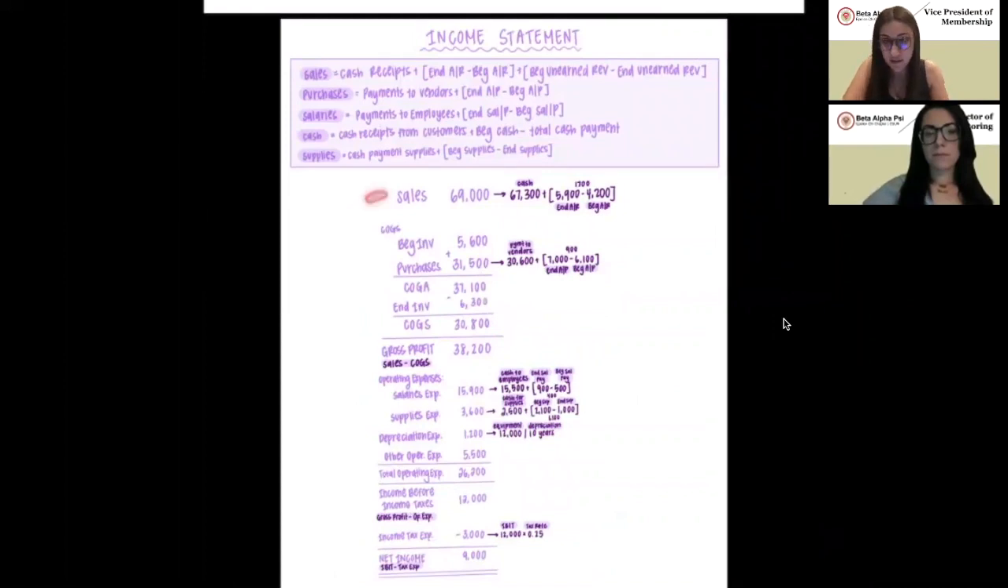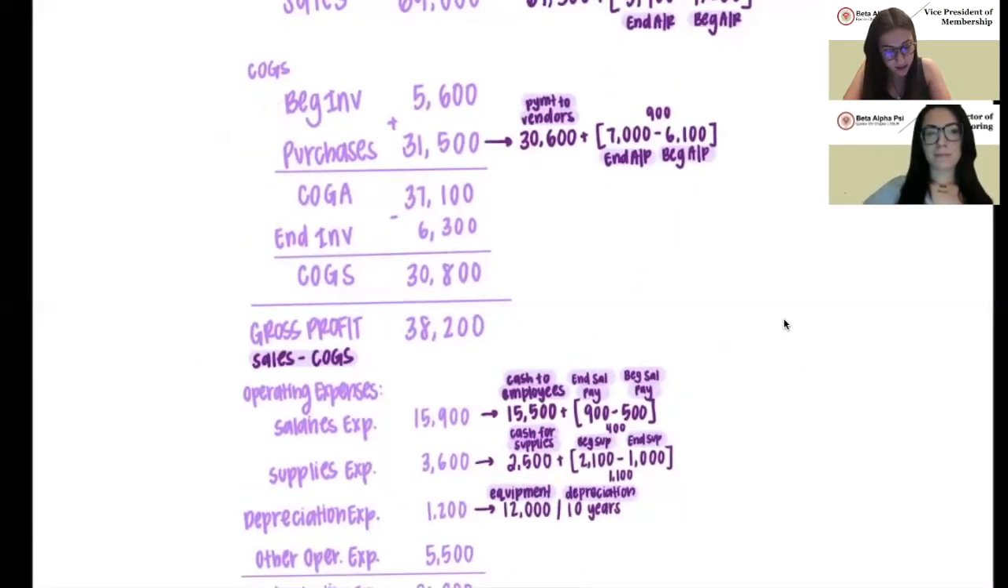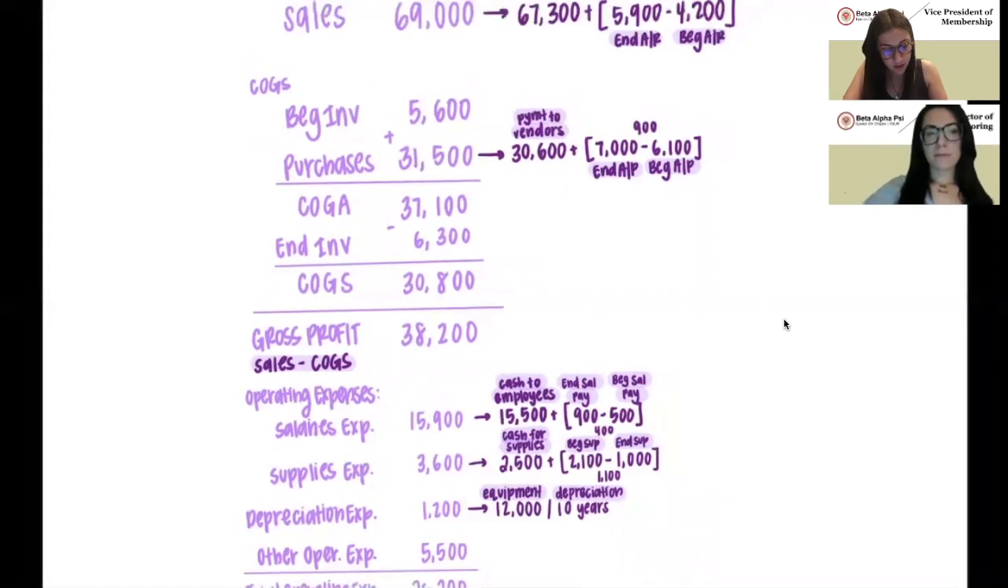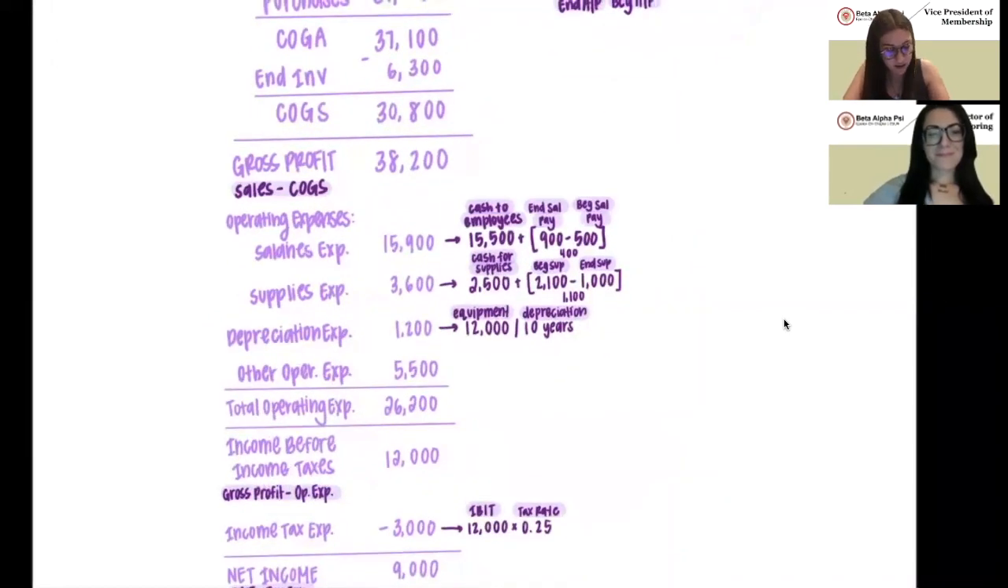So we have our sales minus our COGS. And within our COGS, we have our beginning inventory plus our purchases equals our cost of goods available for sale minus our ending inventory equals our COGS. So our sales minus our COGS is going to be our gross profit. And here's a little formula right here. After we find our gross profit, we're going to subtract all of our operating expenses. And those are our salaries expense, supplies expense, depreciation expense, and our other operating expenses.